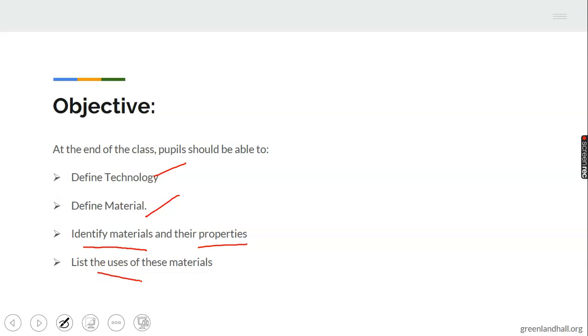Like I said before, you should be able to define technology, give me the definition of material as well, and then identify some materials. When you see them, you know, wow, this is this particular material. No, this is this or that material. Because in your houses, you have different materials you have used to decorate the house. Even in your kitchen, we have a lot of materials. And these materials are products of technology. So that is why you should be able to identify materials and know their properties, and then list the uses of these materials.